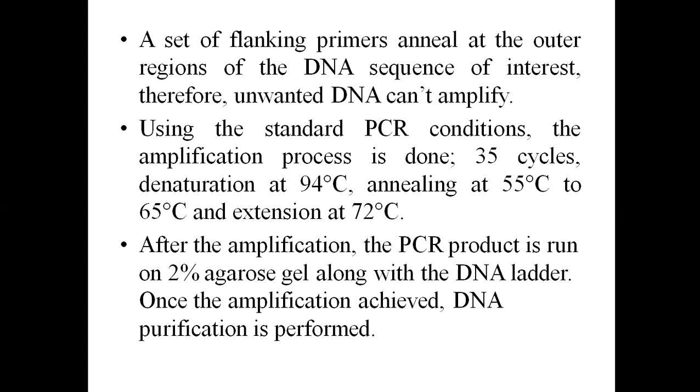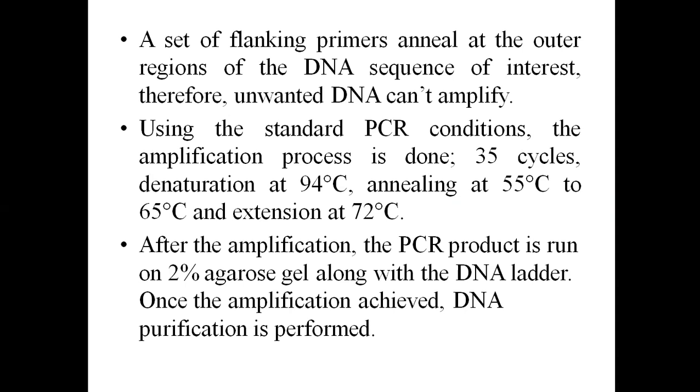Using the standard PCR conditions, the amplification is done. Usually we go for around 35 cycles, denaturing the double-stranded DNA at 94 degrees Celsius, annealing at 55 to 65 degrees Celsius, and extension at 72 degrees Celsius. So these are the conditions for the PCR that you should know.